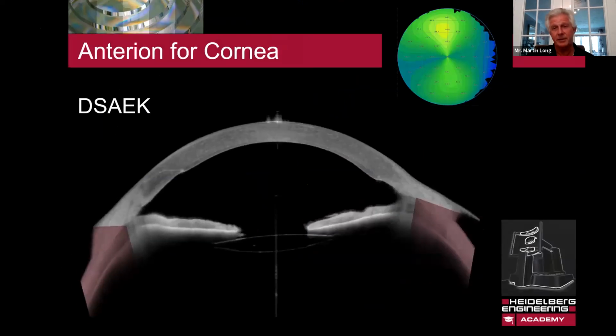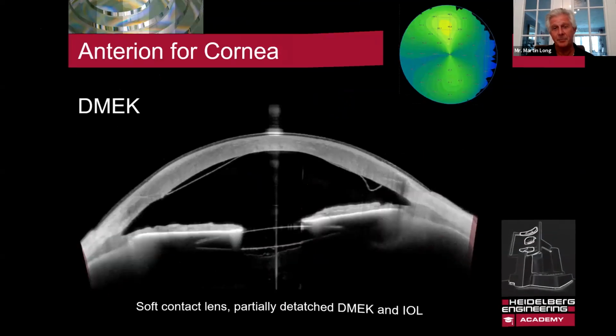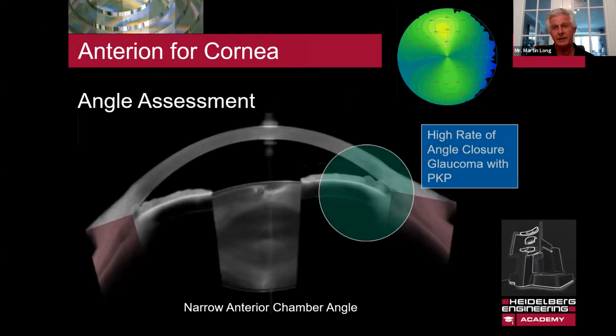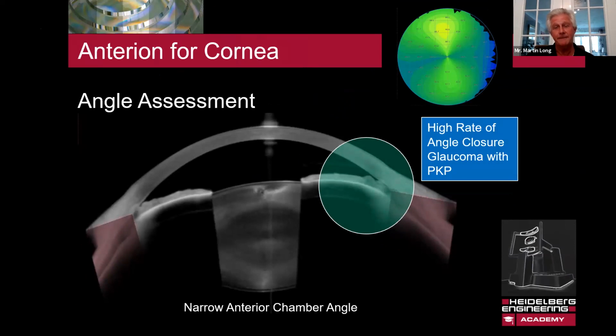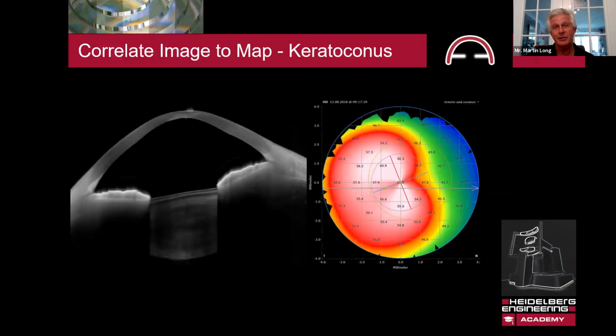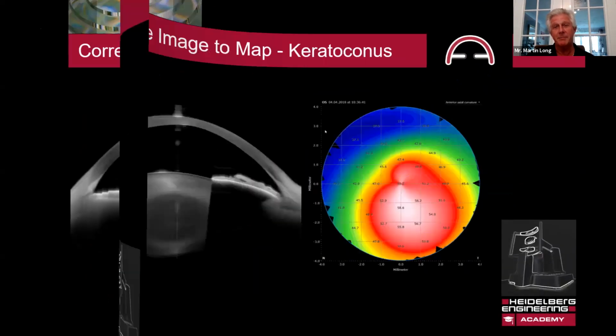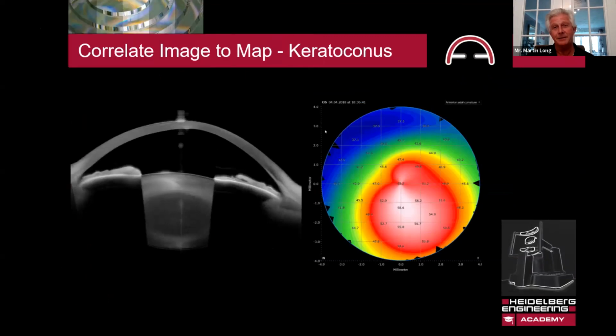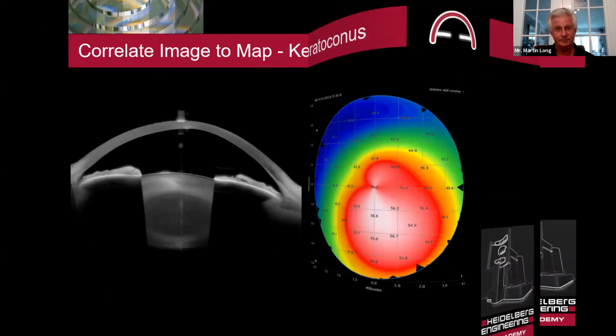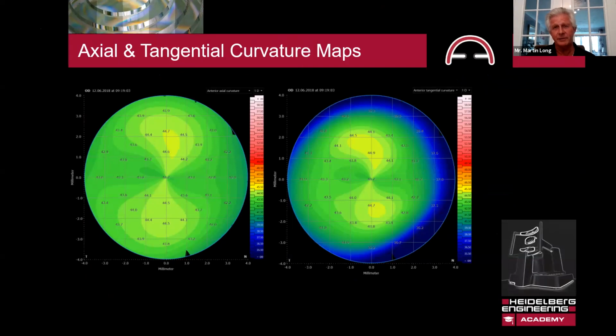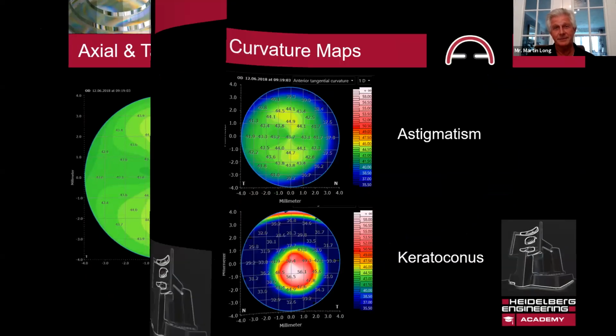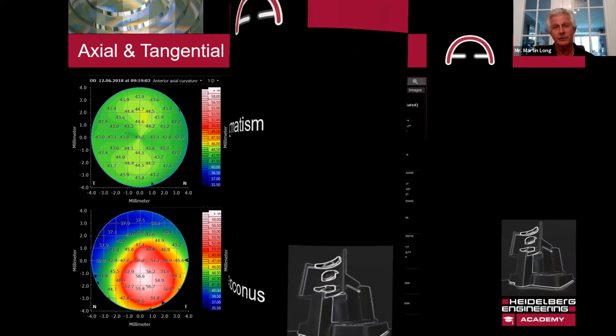Here's a DSEK patient. Here's a DMEK patient. You can assess angles very nicely, and you can correlate both together, the map and the anterior segment image. Axial and tangential curvature maps. You decide how you want to look.